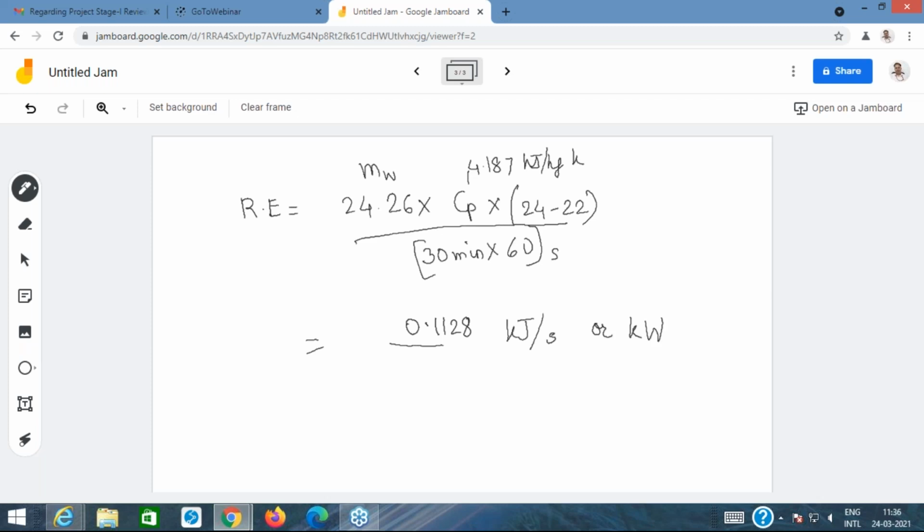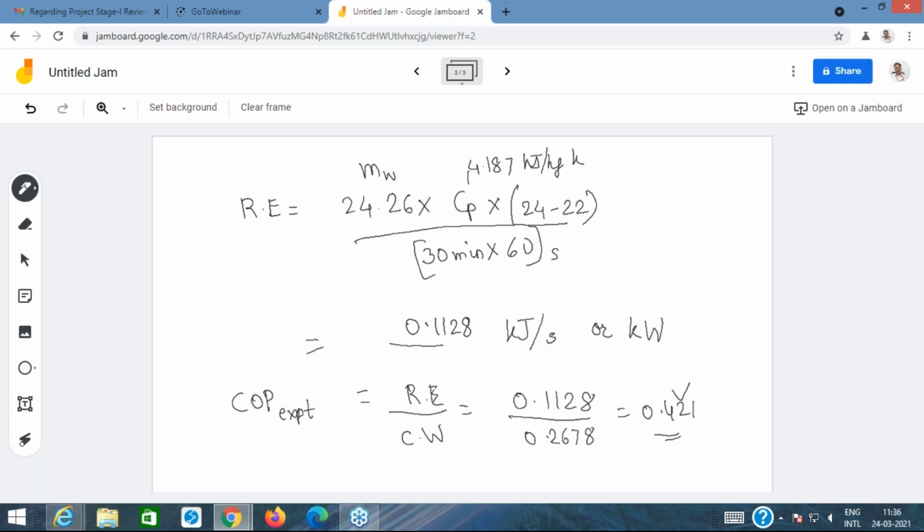So this way we calculated the coefficient of performance experimentally. The coefficient of performance is the ratio of refrigerating effect upon power consumption. The refrigerating effect we got as 0.1128, and the power consumption we got as 0.2678. Both units are in kilowatts, so if you solve this, you'll get the coefficient of performance of this refrigeration setup as 0.421. So this is what we got in our lab.